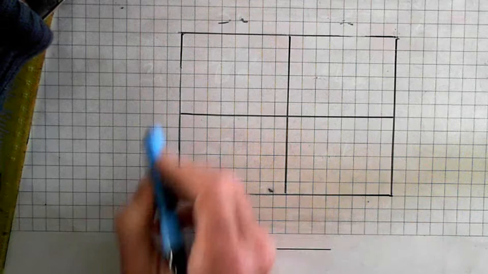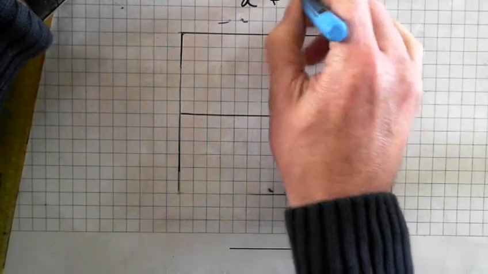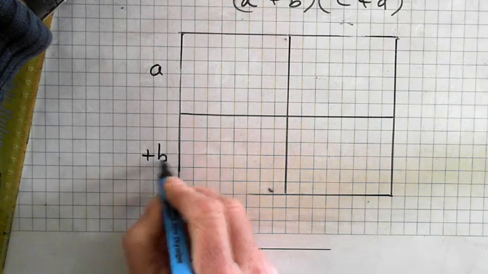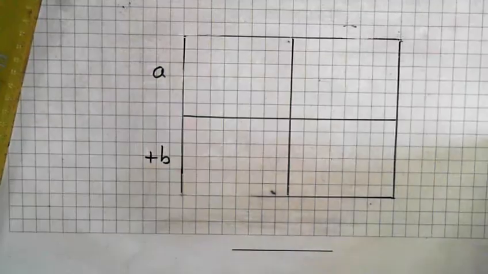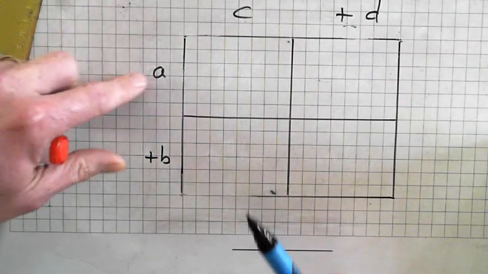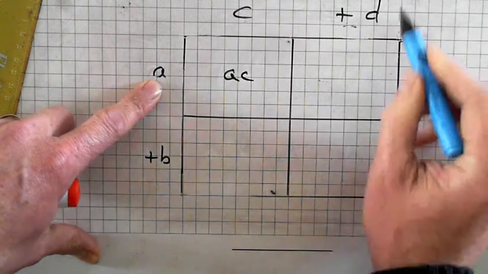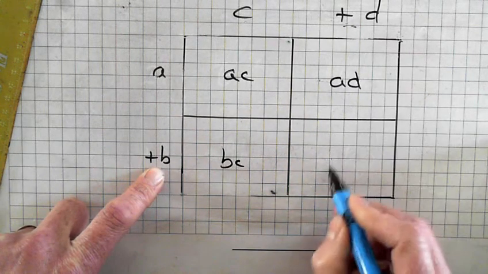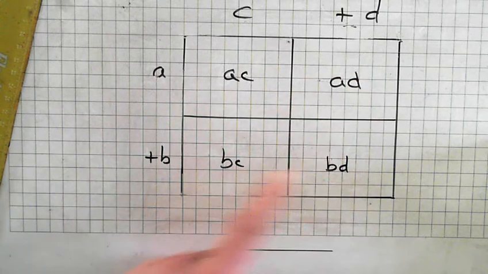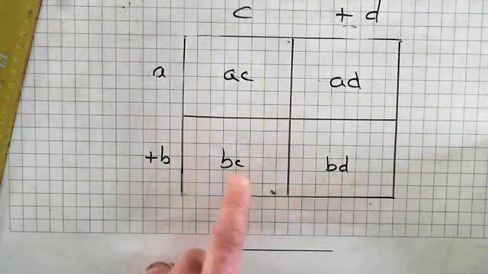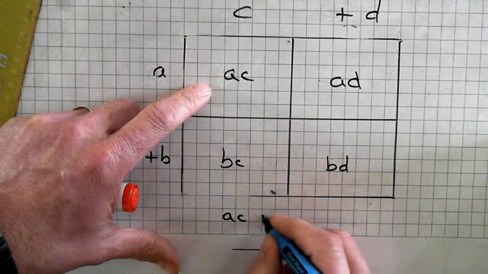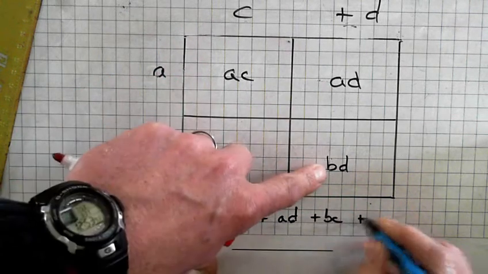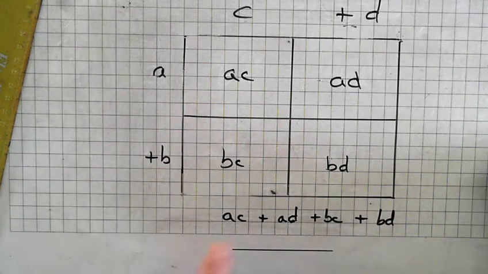We'll go on to question 25. A plus b times c plus d. So write a plus b on the side and c plus d across the top. So a times c is ac, a times d is ad, b times c, bc, b times d, bd. None of those objects are the same. That could be an apple, that could be a banana, that could be an orange, that could be a pear. So there's one of each.